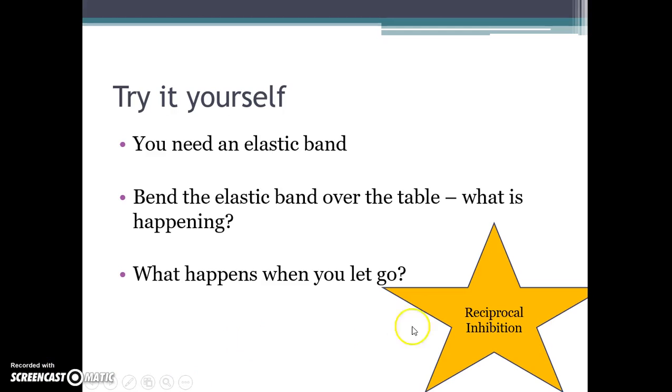Okay, key terminology here: reciprocal inhibition. This is where they work together as pairs. The reason this is really important is that the antagonist will relax as the agonist contracts. Imagine they're pulling against each other. Think of the injury you could cause yourself if your two muscles are contracting against each other. You're going to break muscle fibers and get injured, which is obviously going to be massively detrimental to sporting performance, which we really don't want.